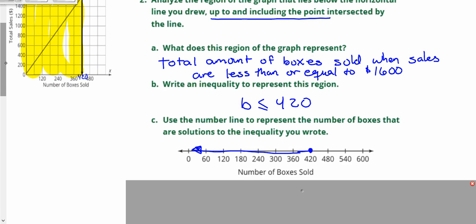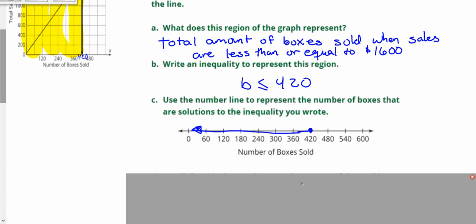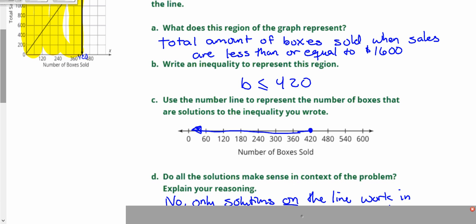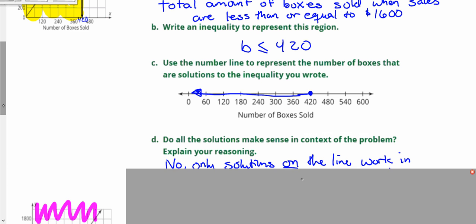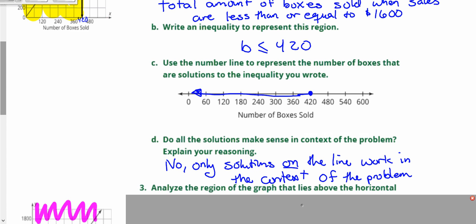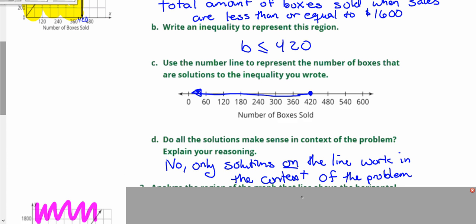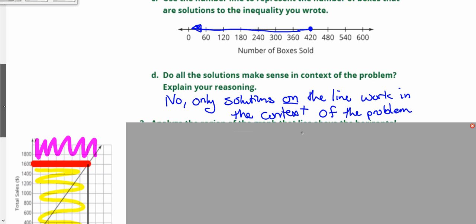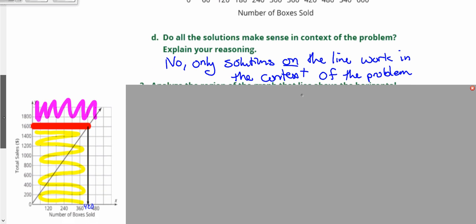I think there's one more a little bit here. Where do all the solutions make sense in the context? No, because only the solutions on the line work in the context of the problem. You can't have half boxes sold. You can't have 110 boxes sold. So you can't represent all of them based on the context of the solution, if we're going to fit it in exactly how that is.